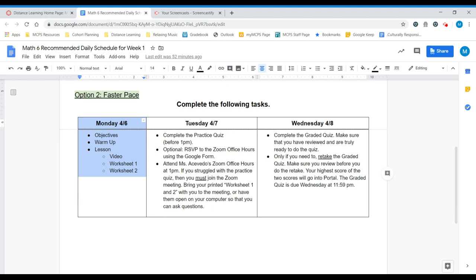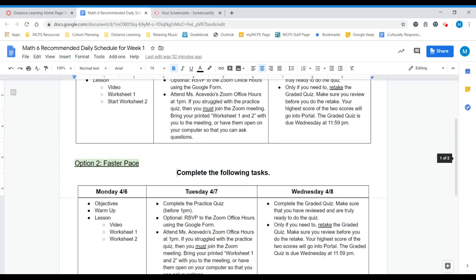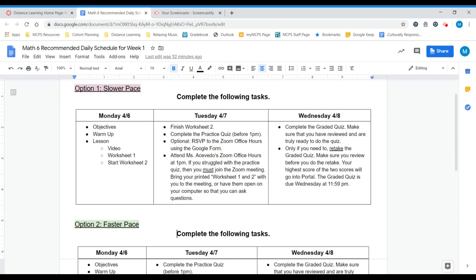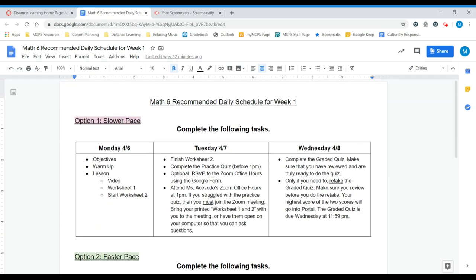Try to make your online learning from home similar to what a regular school day looks like. At first, it's probably going to feel like it's taking you a long time to complete assignments. This is normal because this online distance learning is new for you. You're learning how it all works. This document is a recommended schedule. If for whatever reason you cannot follow the schedule exactly, that's okay. But you need to make sure that you are working at a pace that allows you to complete the module on time. Remember, this module is due on Wednesday, April 8th at 11:59 p.m.